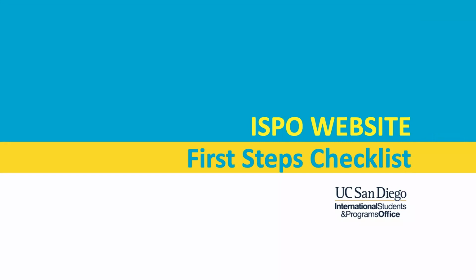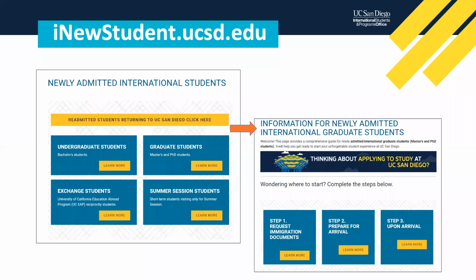Yes, just a few very quick reminders from ISPO. You are able to request your immigration documents now if you have already accepted your offer of admission and paid your deposit. We opened our iPortal where you can submit your applications for your immigration documents on March 1st, and our advisors are busy processing I-20s and DS-2019s, so students can begin to plan to enter hopefully for this upcoming fall quarter. So please visit our website at inewstudent.ucsd.edu for relevant information about how to request your documents and prepare for arrival.